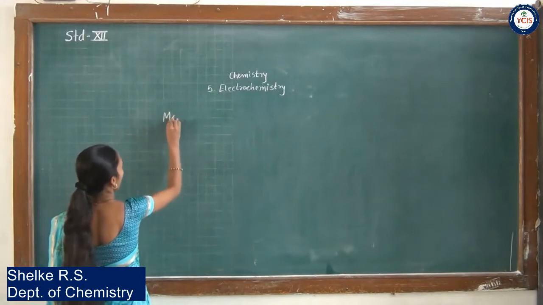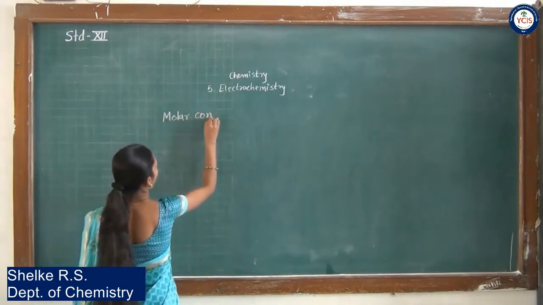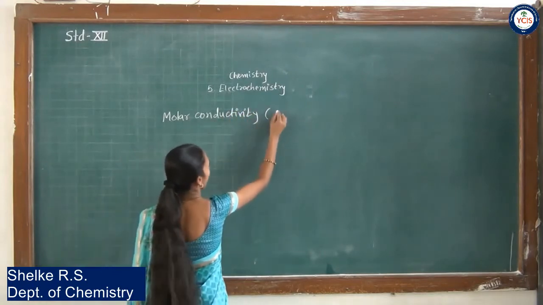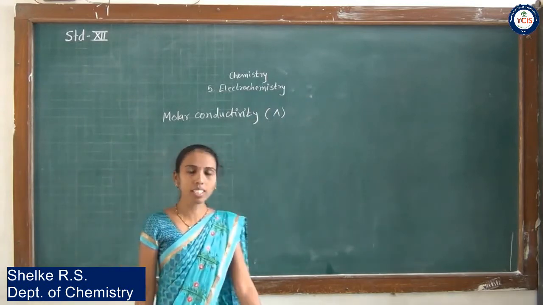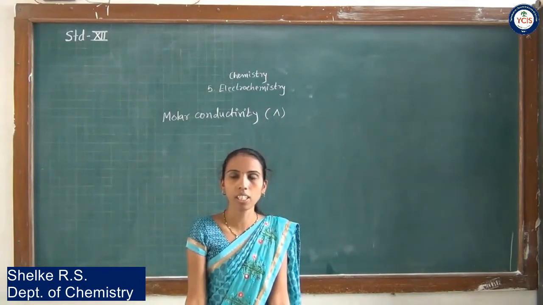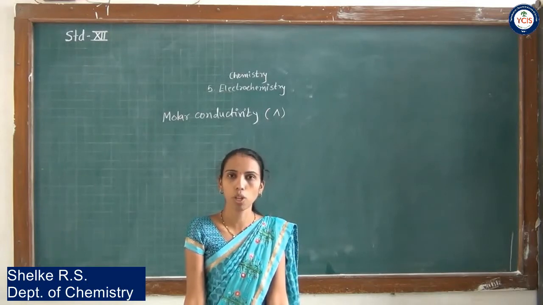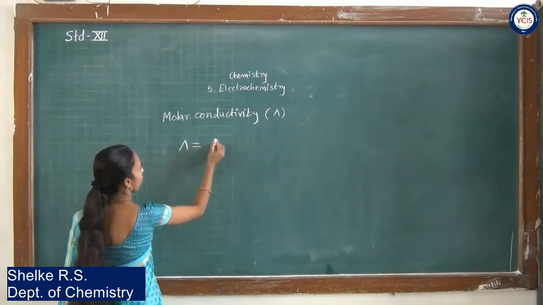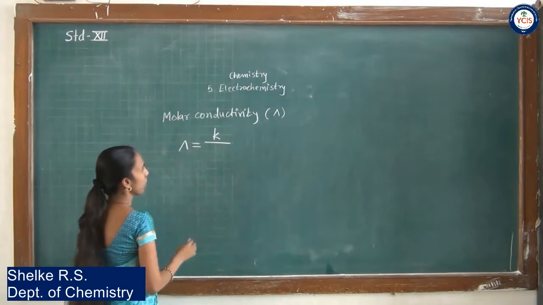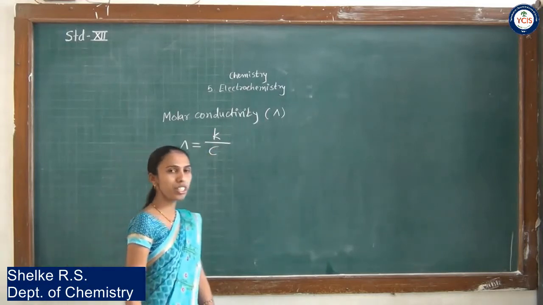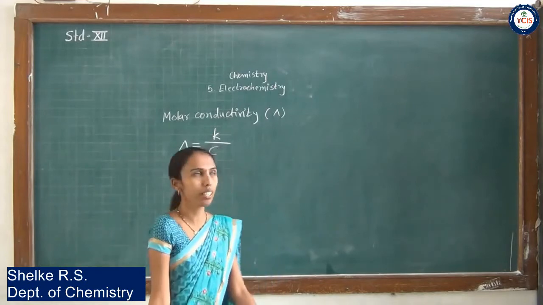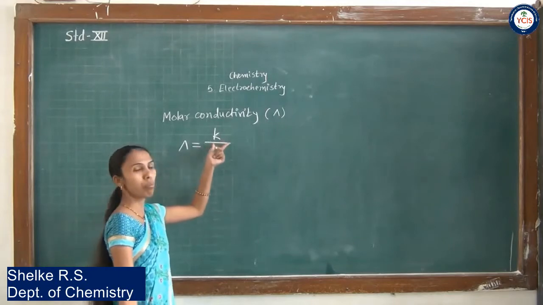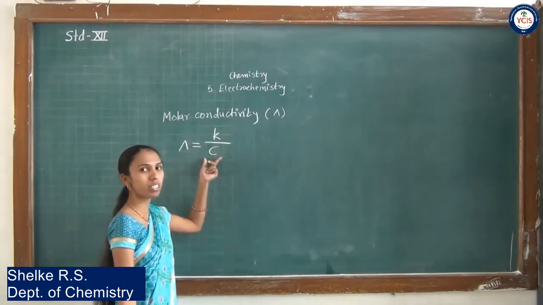Now we have to study molar conductivity. Molar conductivity is denoted by the sign lambda. Now how did this scientist define molar conductivity? Molar conductivity is nothing but the electrolytic conductivity divided by the concentration of the solution. How can we define this? Molar conductivity is defined as the electrolytic conductivity divided by its concentration.